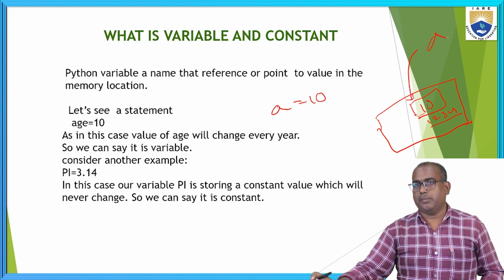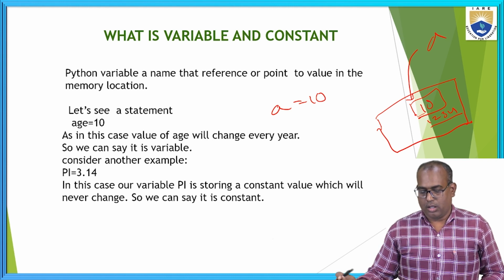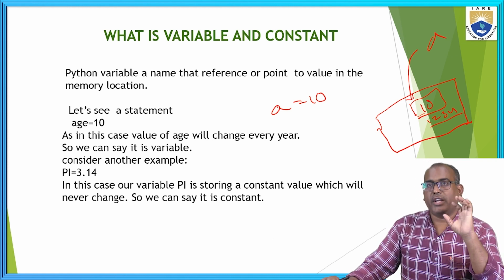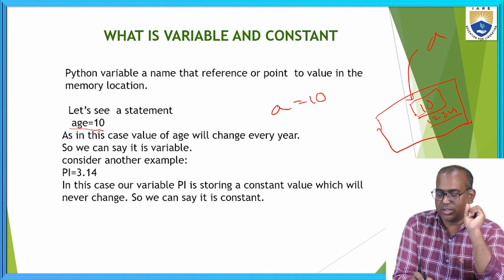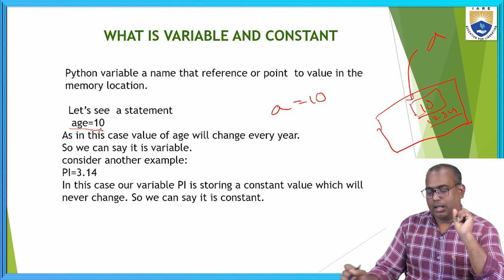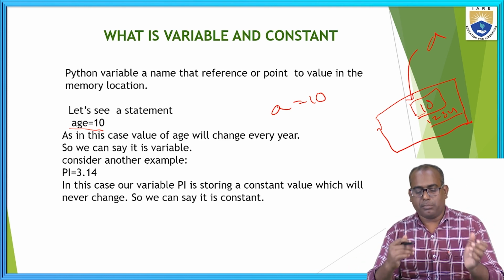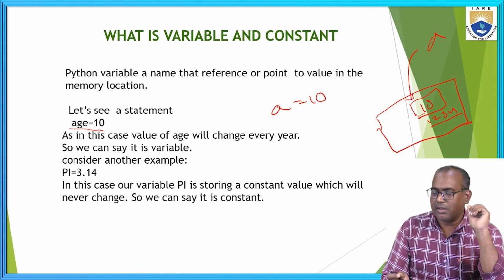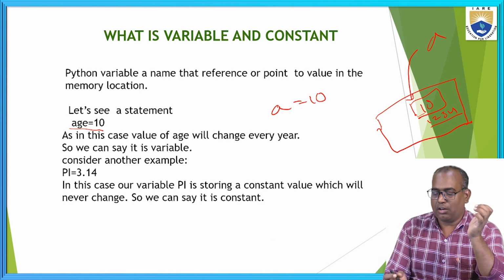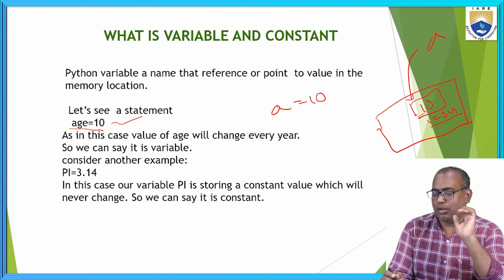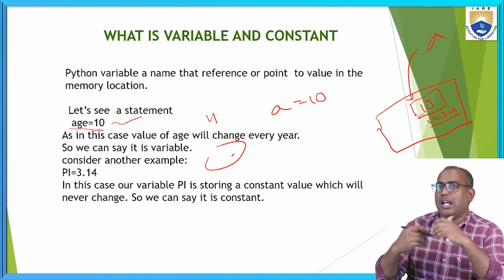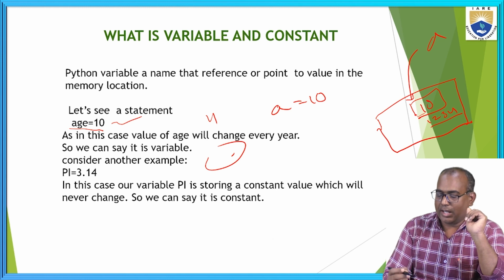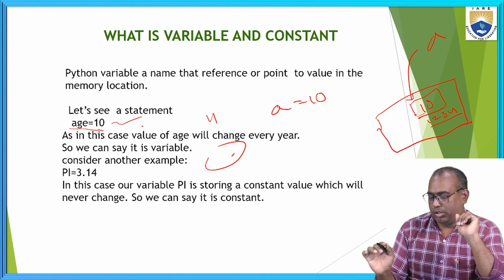Okay. And what is a variable and what is a constant? Suppose if you observe here, age is equal to 10. In the program, the value will change. This year the value of age will be 10, next year the value will be 11, after 2 years the value will be 12. The value is changing. In the program, the value of the variable will change. Those are called variables.